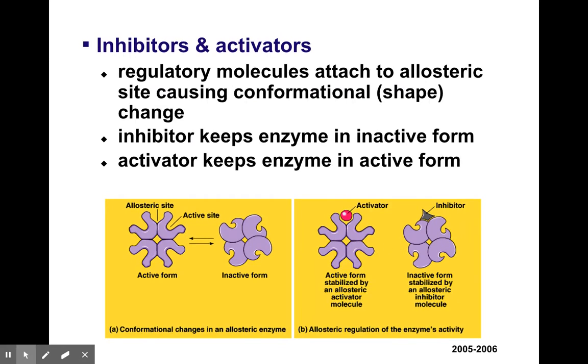All right, so as we can see here are our inhibitors and our activators. So our regulatory molecules attach to the allosteric site, causing a conformational change in the shape. The inhibitor keeps the enzyme in an inactive form. And as we can see, the activator keeps the enzyme in the active form.